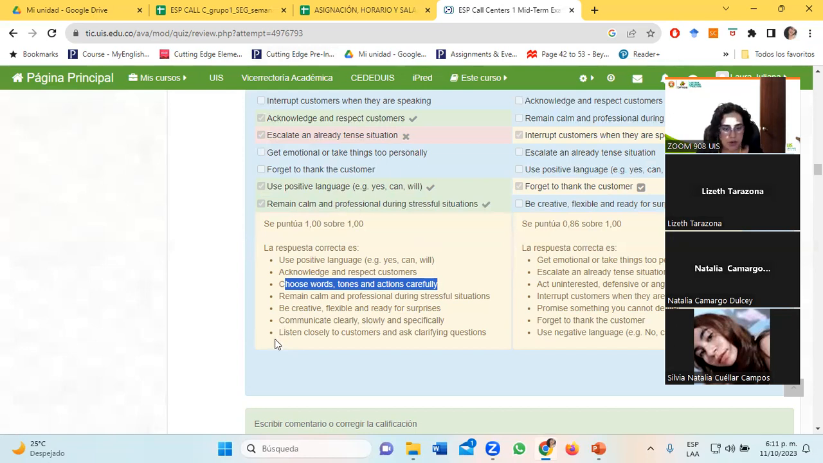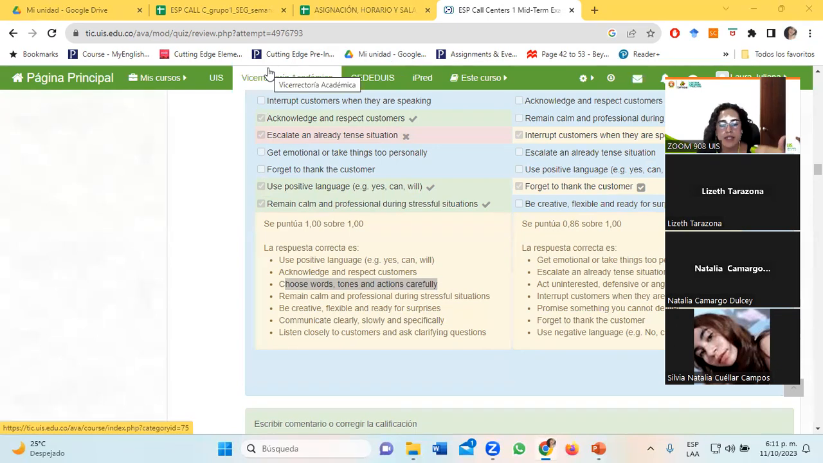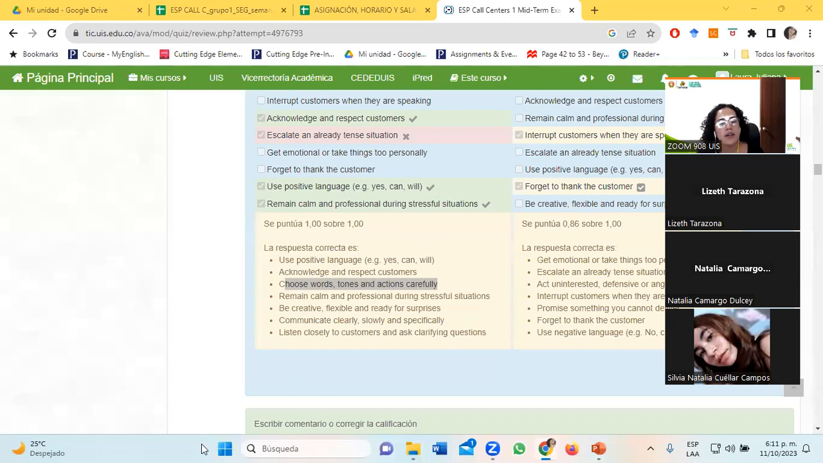Be clear with the customers. Listen closely to the customers and ask clarifying questions, right? So repeat back the information. What I understand is you want this and this. Am I correct? You clarify questions with the customer. So that is what you have to do.